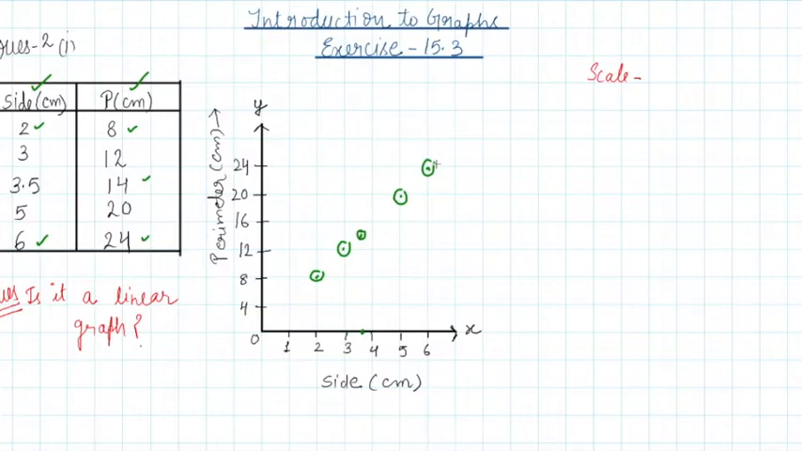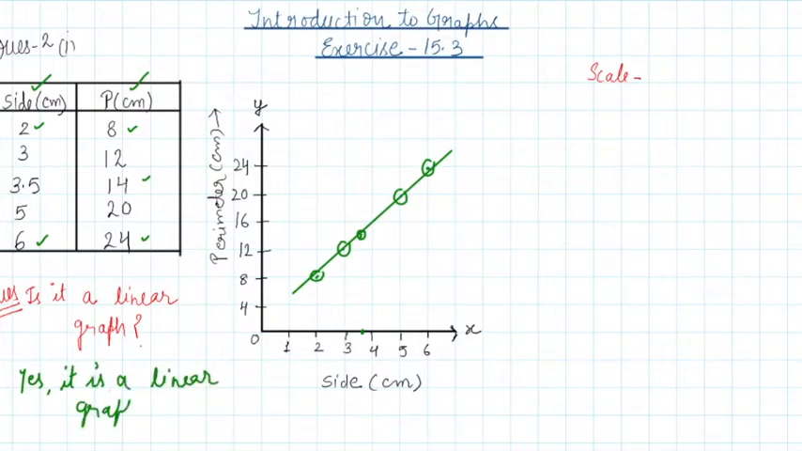In the same way as we have done in question 1, we have located the position of the given points. And let's see, as the question asks, is it a linear graph? All the points are lying on a single line. So what can we write? Yes, it is a linear graph.